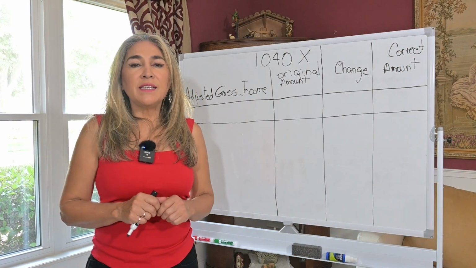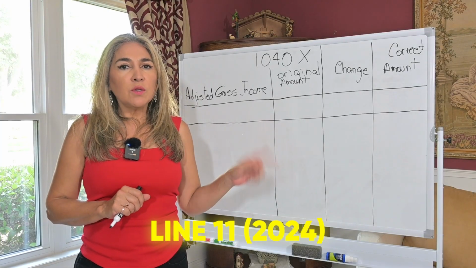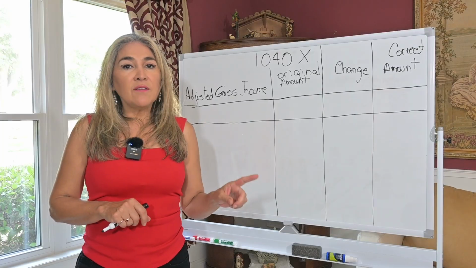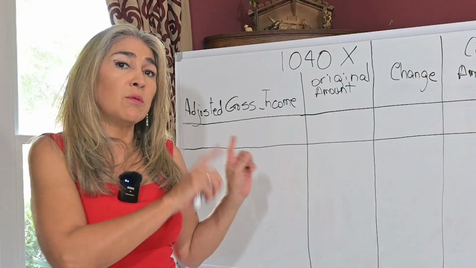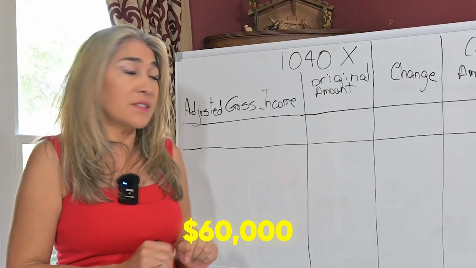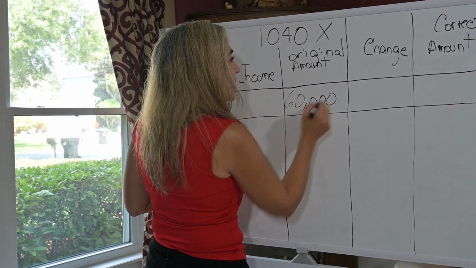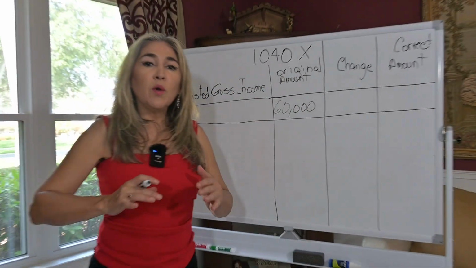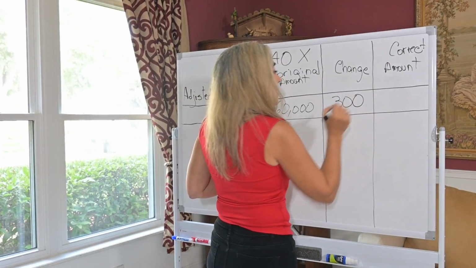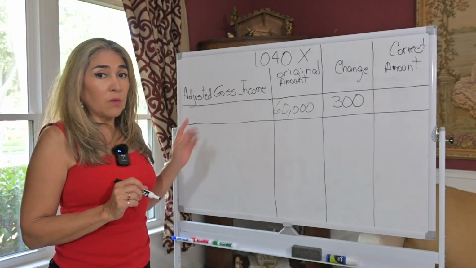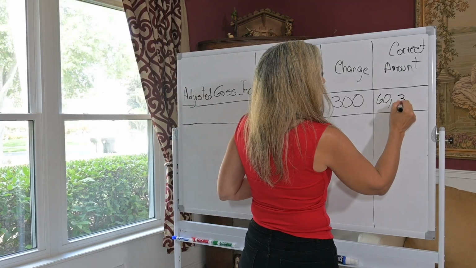First, we are going to find adjusted gross income. This is normally on line 11 of the 2024 income tax return. You get that information. So let's assume that your adjusted gross income from line 11 of the regular 1040 says $60,000. So the adjusted gross income original amount was $60,000. Now you are going to make that change, and the $300 that you received in interest income that was not originally reported. So now the correct amount then is $60,300.